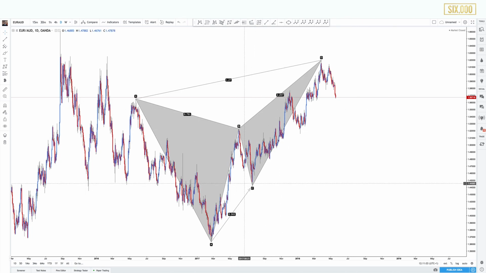We're using the same C point measurement as we do for the bat and the Gartley. And the maximum is 2.24. And we're looking for an X to A of 1.272. And we can see how precise that measurement is.